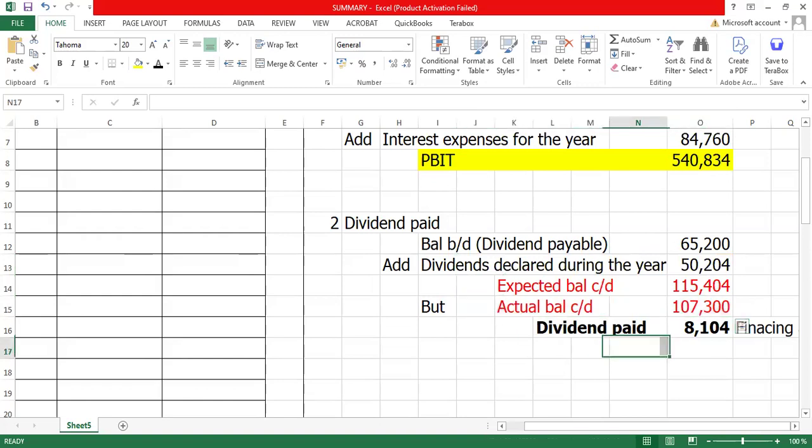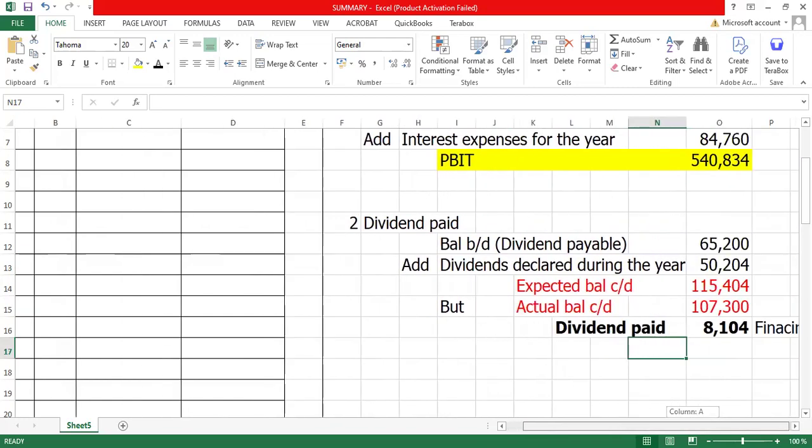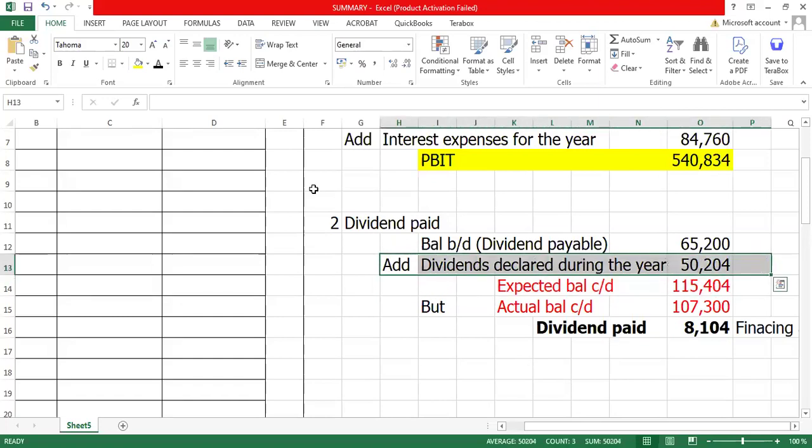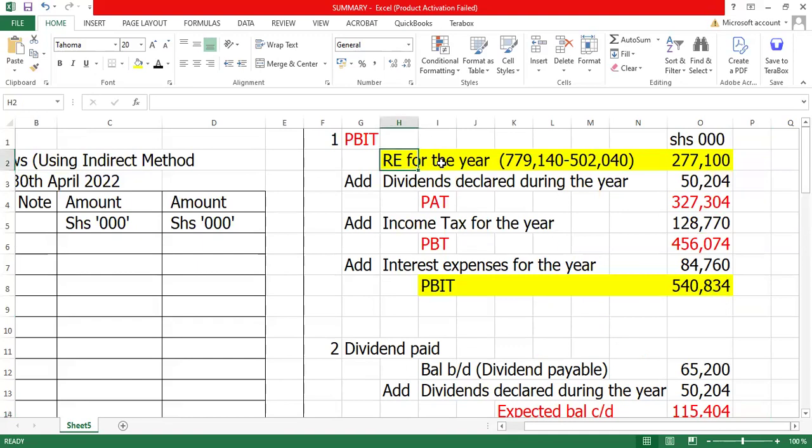So the difference will be dividend paid. Now, in a scenario where you don't have this statement, because that can also happen, what will you do? In a scenario where the question didn't say that a dividend was declared during the year, what do you do? When you're handling this, you get your retained earnings, then add back the dividends.